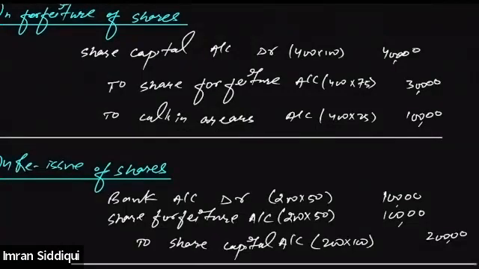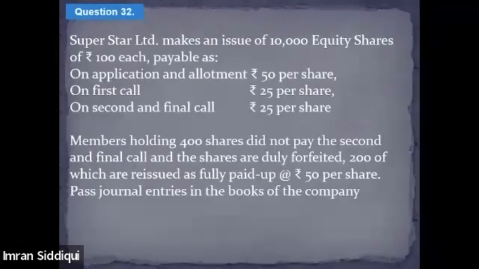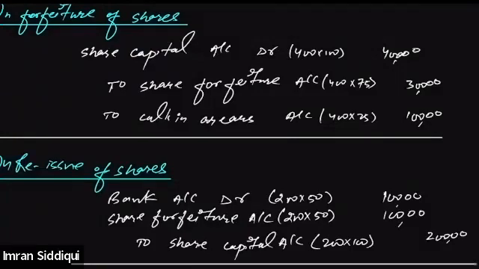And once we are done with the forfeiture of share, we need to pass the entry for the reissue of share. For the reissue of share, you need to consider the question. It says that out of the forfeited 400 shares, only 200 shares are being reissued as fully paid up at rupees 50 per share. This is the reissue price. So we have reissued 200 shares on which we have collected 50 per share. The total amount received is 10,000, so bank account will be debited by 10,000. 200 into 50 will be 10,000. And then we'll write down share.